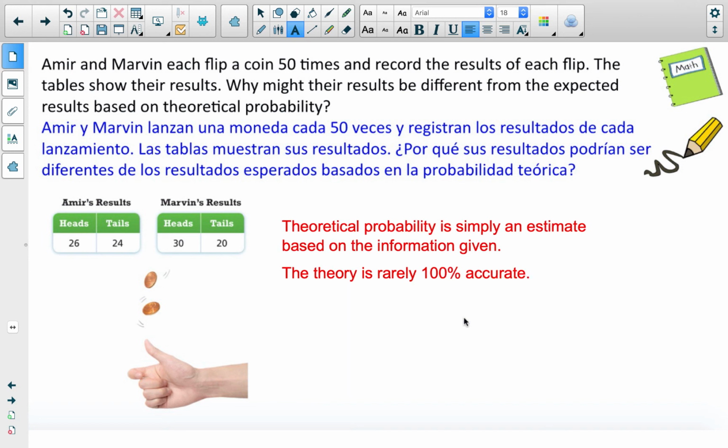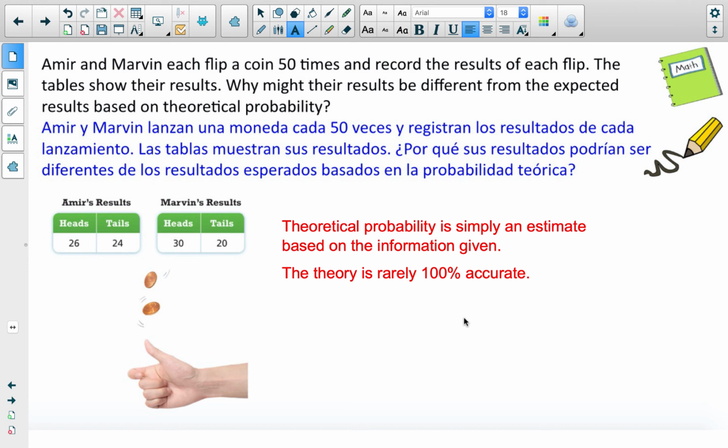What we have here is Amir is almost dead on with that 50-50 split, right? Marvin's a little further off. That does not mean one of them flipped the coin incorrectly. I want that to be clear. They did it perfectly well. Let's assume it. It's just they're a little off from what theory states. To get more accurate, over time, the more they flip that coin, maybe they flip it 100 times, then 200, 1,000. The more times they flip the coin, the closer they're going to get to that 50-50 split.